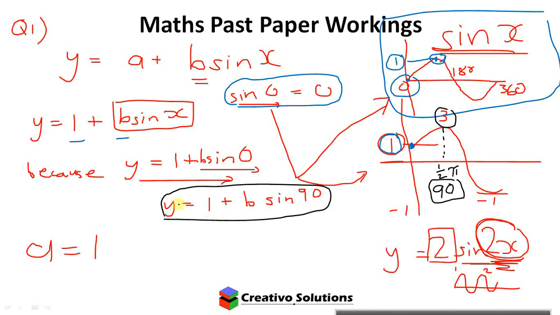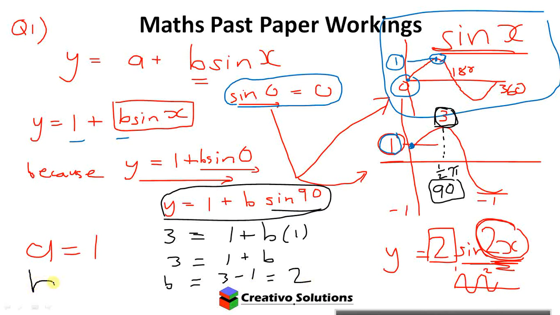So now I need to substitute in. What do I get when I put in 90 degrees here? I get a 3. So it'll be 3 equals 1 plus b sine 90. Sine 90 I know is 1, so it's b times 1. To solve for b, 3 equals 1 plus b, so b equals 3 minus 1, which is 2. There's b. Now I've got A, now I've got B. The end. 2 marks.